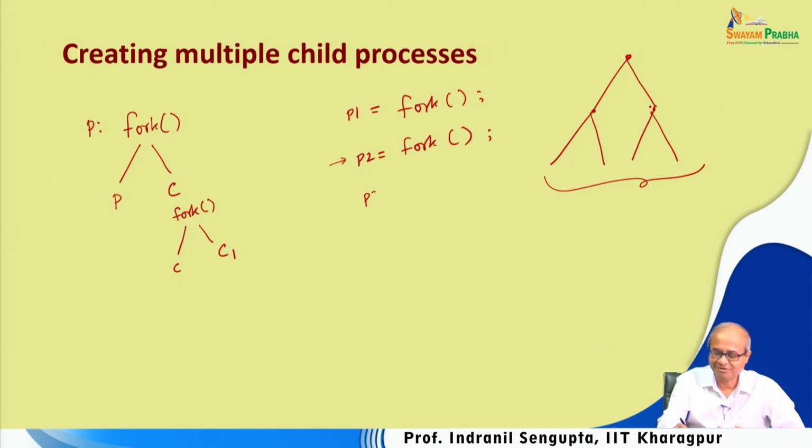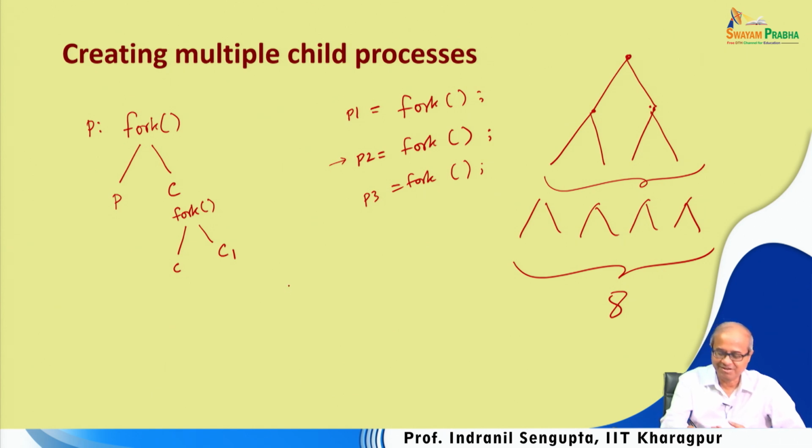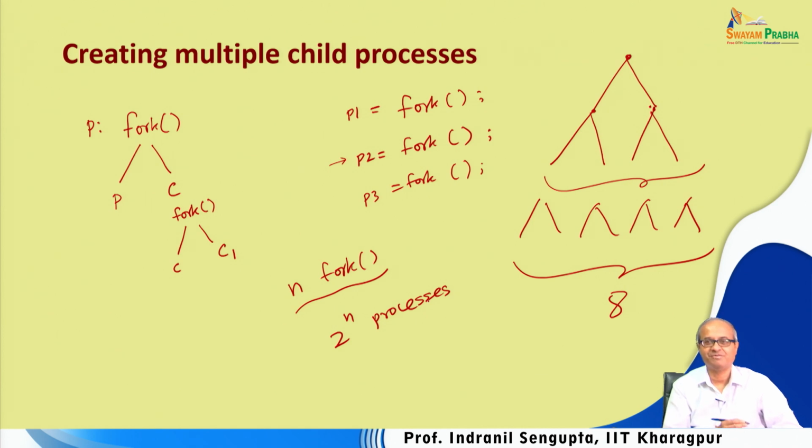So, if I have another fork after that, so each of them will be having 2 each, there will be 8 processes. So, if like this one after the other, if you have n forks, then there will be 2 to the power n processes created. This is just for your interest. So, if you do not check anything, the number of processes can grow exponentially, 2 to the power n, it is very large, right.